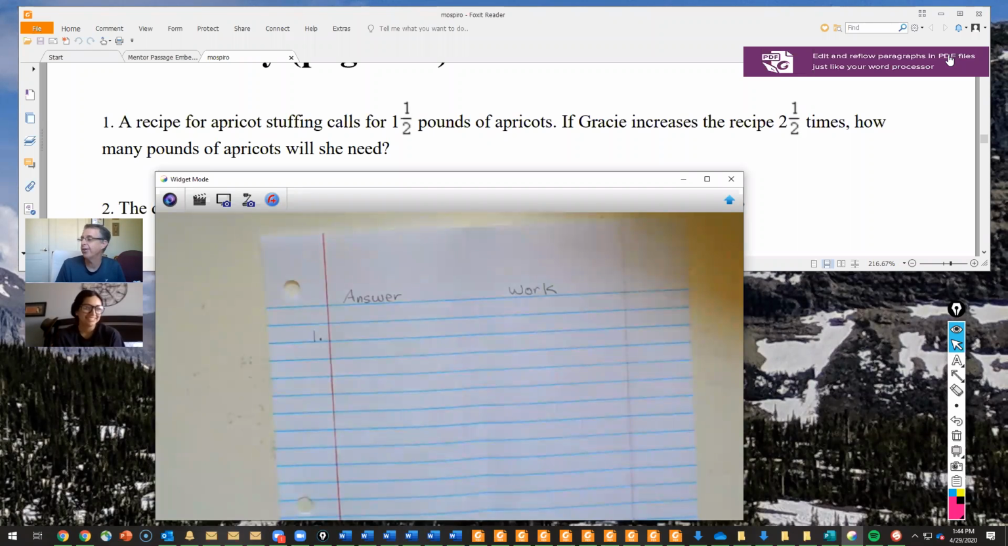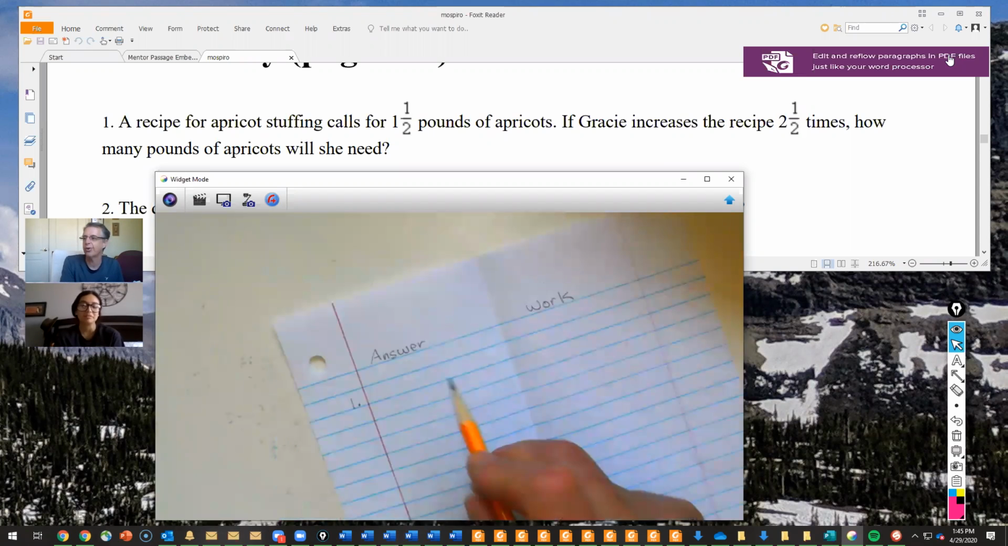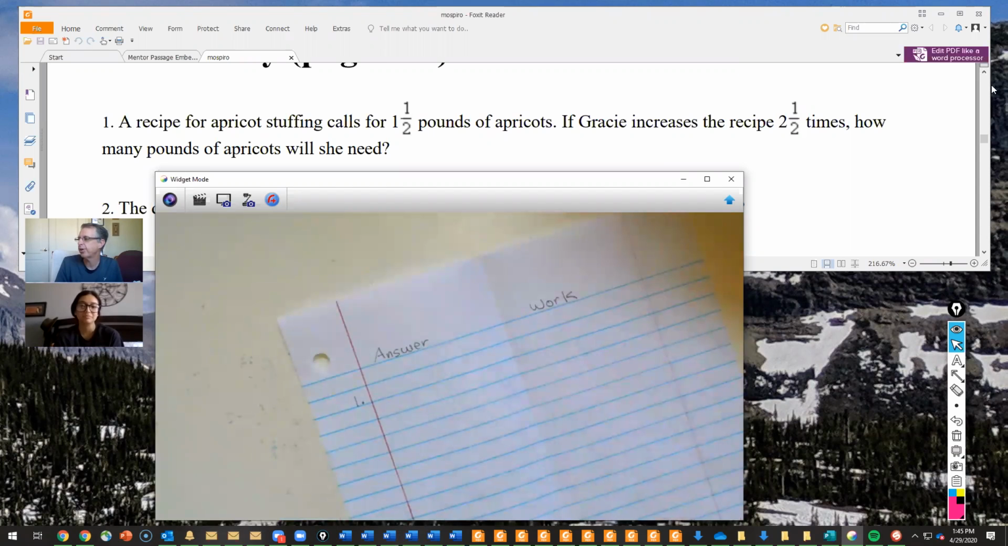Today, we're going to be going over the answers to the Spiral Math for Wednesday, April 29th. And we'll go ahead and start right now. I'll be doing the odds today, and Miss Garcia will be doing the evens. Let's go ahead and get started. I'll have my paper here with answer and work ready to go. And I'm going to read the first one.